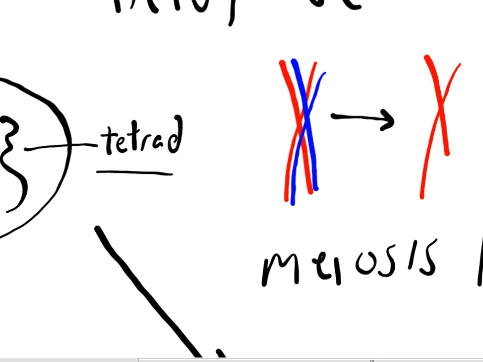Sorry about that. And so what ends up happening is the red will actually take part of the blue, and the blue will actually take part of the red. So you have some mix up like that. You have some crossing over is what that's called. And that only happens during prophase 1 of meiosis 1.